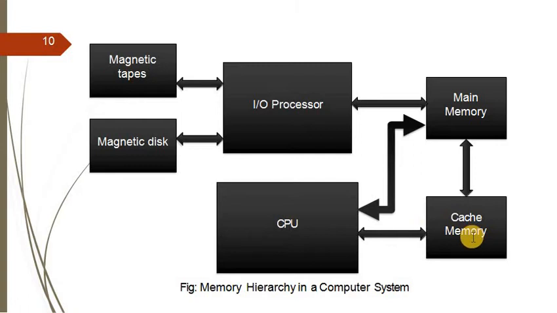So cache memory, main memory, input output processor, magnetic tapes, and magnetic disk, and CPU. So this is your memory hierarchy in a system. Now we will see in detail about the main memory.